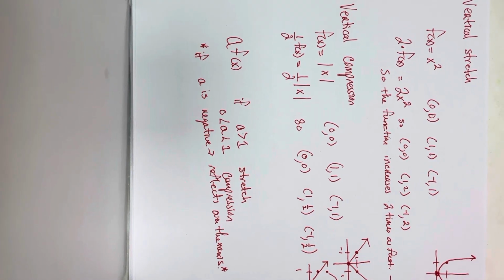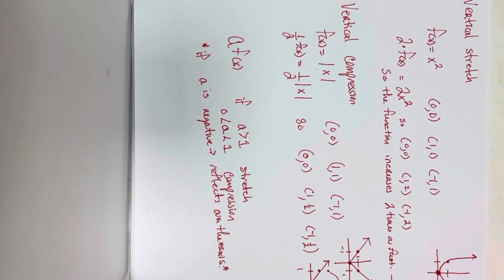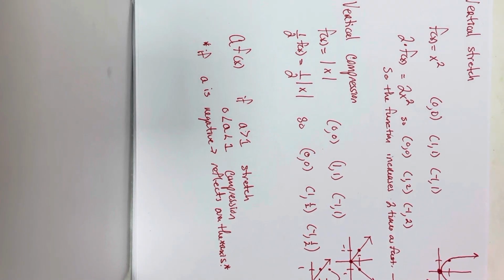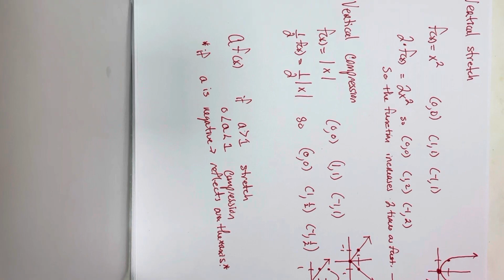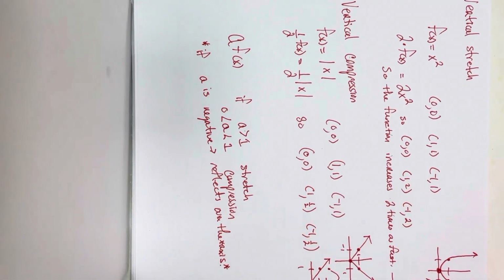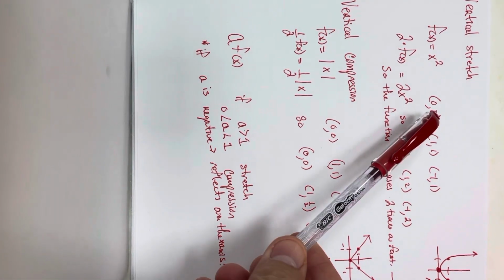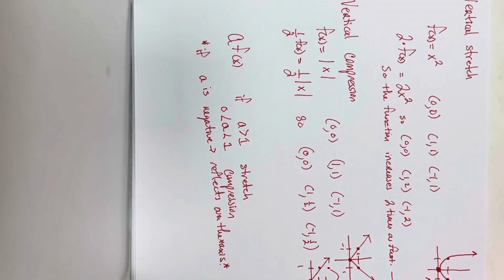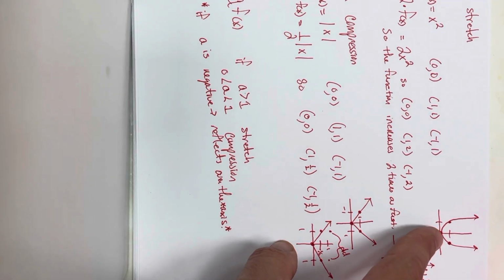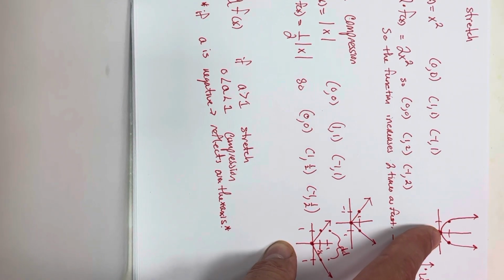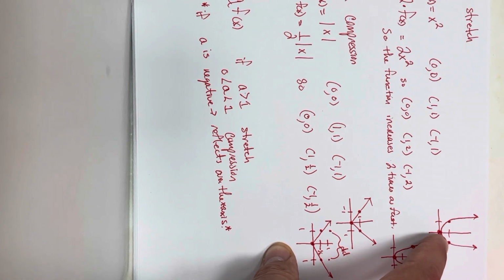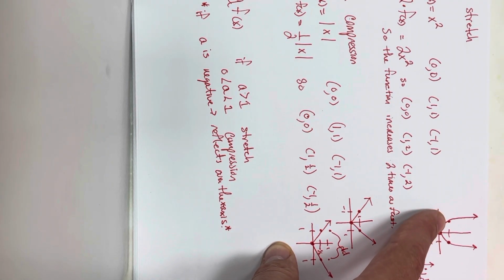So now we're working with vertical stretch and vertical compression. And we're going to start off with the base function, f of x is equal to x squared. And just to remind you, (0, 0), (1, 1), (-1, 1) are on that graph. And again, just to remind you, this is what the graph looks like just by a rough sketch. So (0, 0)'s on it, (1, 1)'s on it, (-1, 1)'s on it.